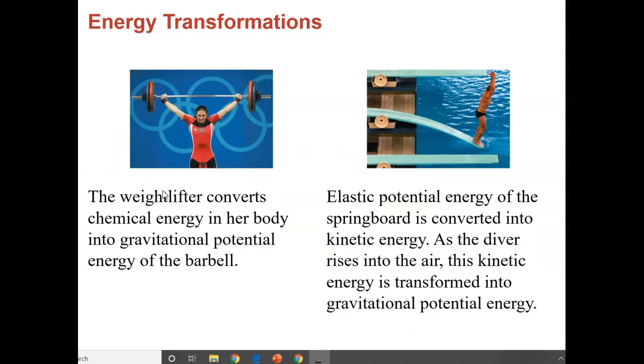All right, so if we look at this, like the one on the left, the weightlifter converts chemical energy to gravitational potential energy above as she lifts up the barbell. The diver, elastic potential in that spring is converted to kinetic energy to make it move. And then as the diver goes up in the air, some of that kinetic energy becomes potential energy. And then as it comes back down, the potential is converted back to kinetic.